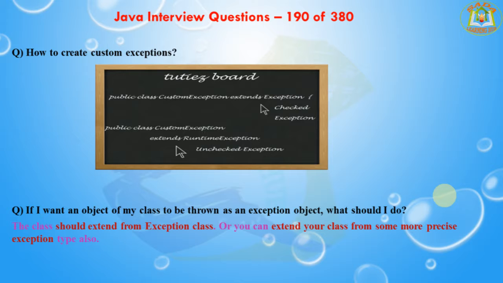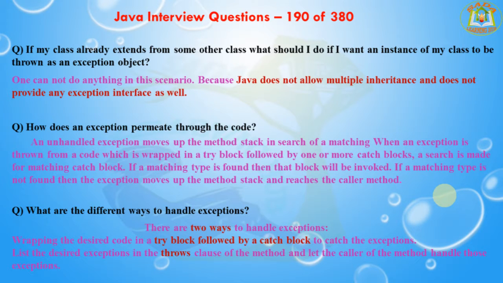The next question is, if my class already extends from some other class, what should I do if I want an instance of my class to be thrown as an exception object? One cannot do anything in this scenario because Java doesn't allow multiple inheritance and does not provide any exception interface as well.